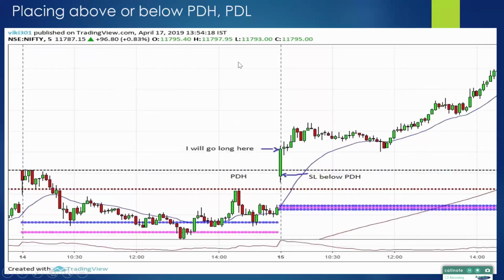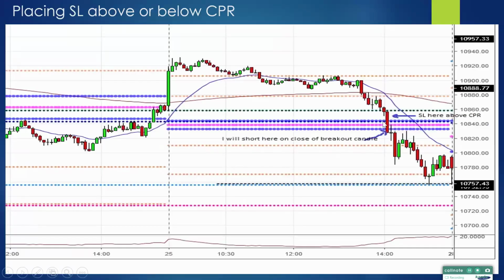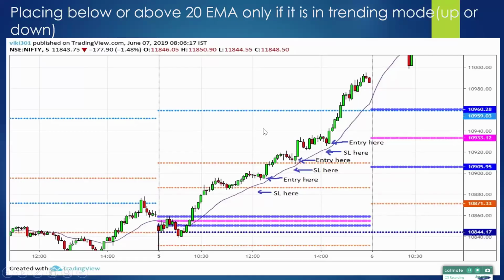That is one of the stop loss methods. Another stop loss method: if you are buying above the previous day high, keep your stop loss below the previous day low. That I already discussed. Another is keeping the stop loss on either side of the CPR. And if you are using a trend following method, then take the trade near the retracement to the 20 MA and keep the stop loss below the 20 MA.